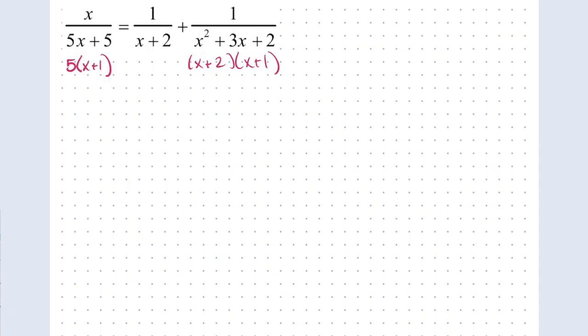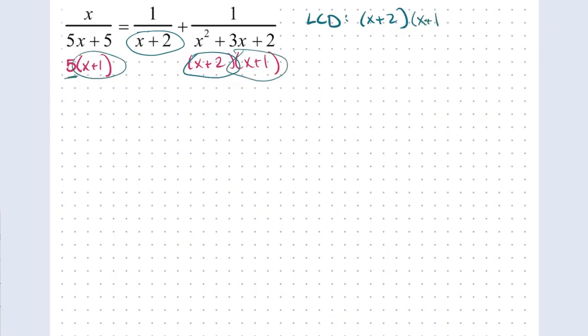So when I'm writing my LCD, remember anything any of them have in common, so they don't all three have to have it, just two of them need it, is only counted once. So we've got two x plus 2's, so we'll add an x plus 2. We've got two x plus 1's, and then all we have left over is a 5, so we need to add that 5 in. Okay, so that is our LCD. 5 times x plus 2 times x plus 1. And again, we're going to leave it in factored form.